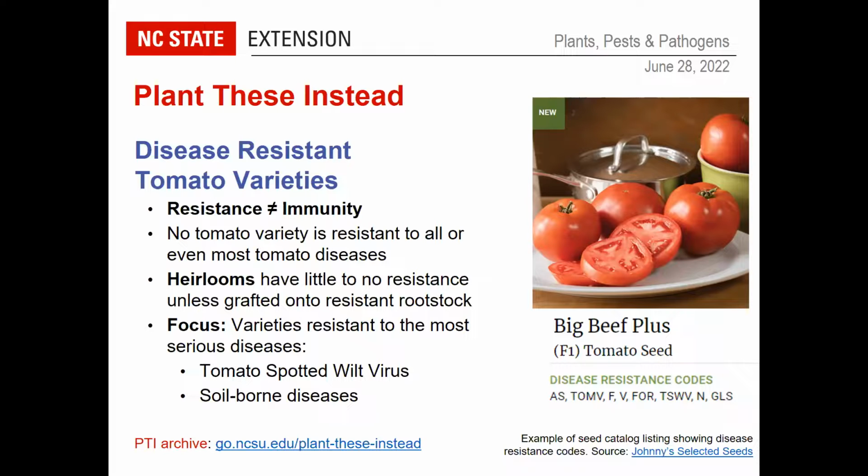We're going to focus in on some of the most serious problems, the tomato spotted wilt virus, and then some of the soil-borne diseases. And also, unfortunately, the heirloom varieties have little to no resistance unless they've been grafted on resistant rootstock, which we'll mention a little bit as well.